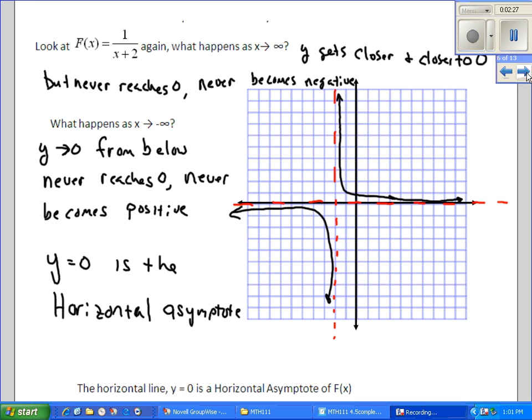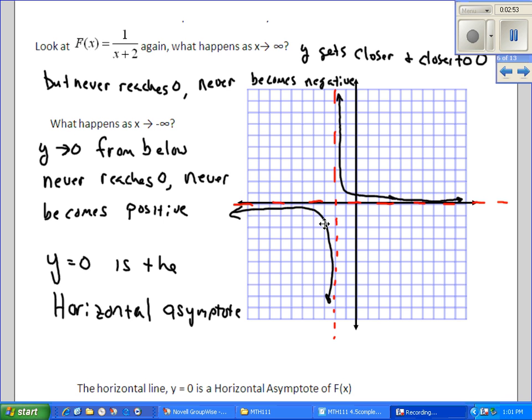Okay. Now looking at the function again, we're going to look at what happens as x approaches infinity. I did this on my graphing calculator and just traced off to the right, and as x values got larger and larger, 10, 20, 100, the y values became 0.01, 0.001, 0.0001. Y got closer and closer to 0, but never actually reached 0 and never became negative.